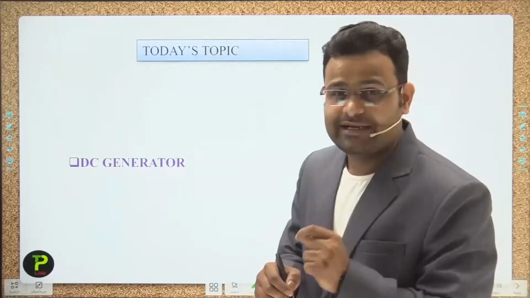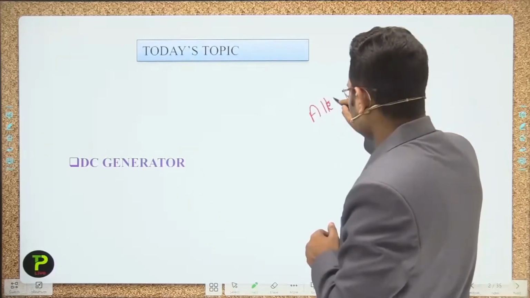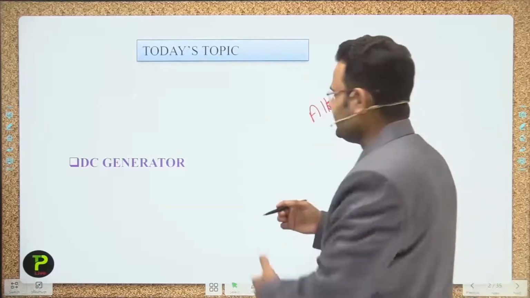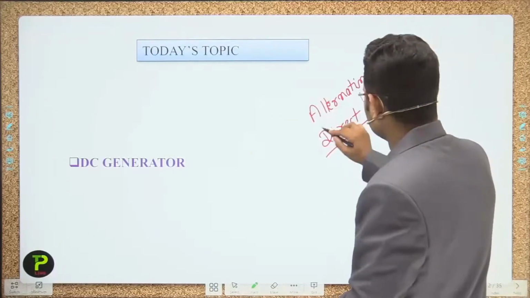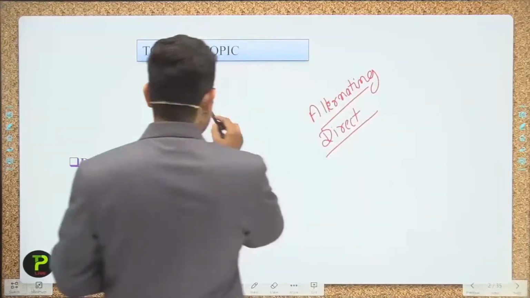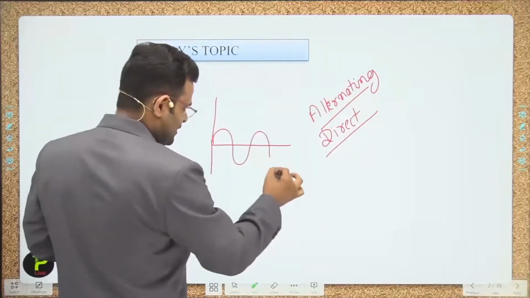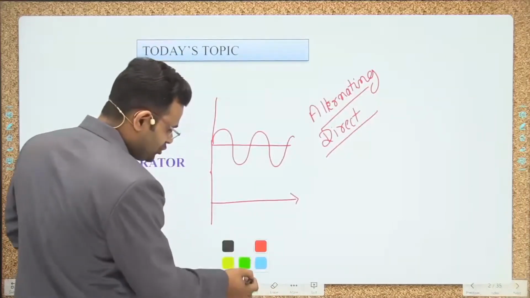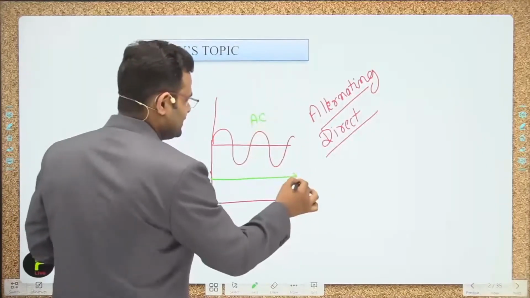What do you mean by AC and DC? Every student knows that AC is alternating current, and DC is direct current. What is the difference between alternating current and direct current? If we talk about the waveform, that is the alternating current, guys. And if you talk about direct current, what is the graph of direct current? That is the graph of direct current, and that is the alternating current.